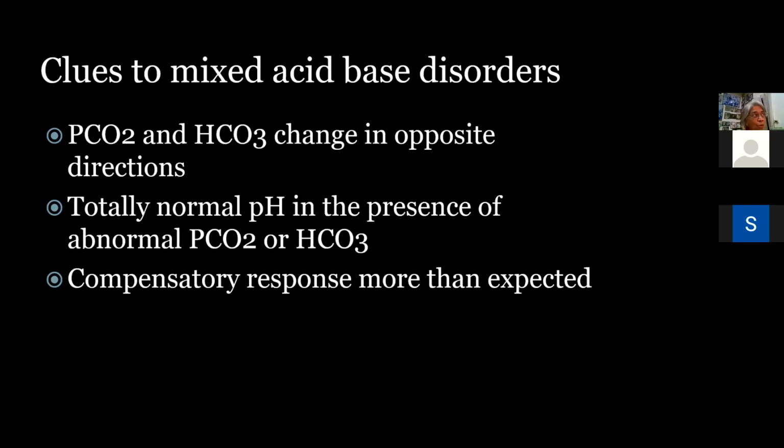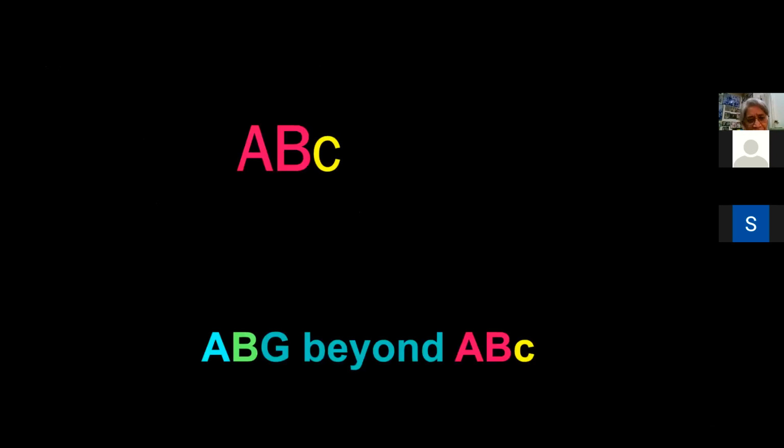And third, it's not always the case that if PCO2 and bicarbonate move in the same direction, it is a simple acid-base disorder, because you can have compensatory responses which appear more than expected. Compensatory responses can never be more than what we have put down, because it is always restoring partially. So if it appears that it has responded even more than needed, that means there's a second acid-base disorder moving it in that direction.